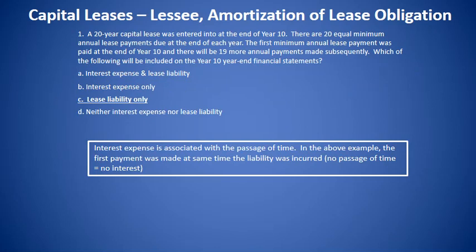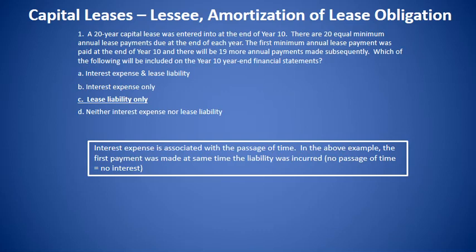Okay, number 1. The question again for number 1, which of the following will be included on the year 10 year-end financial statements? Now, this particular question is a very tricky question because it has a couple of different concepts in it. And the answer in this case is actually C, lease liability only.